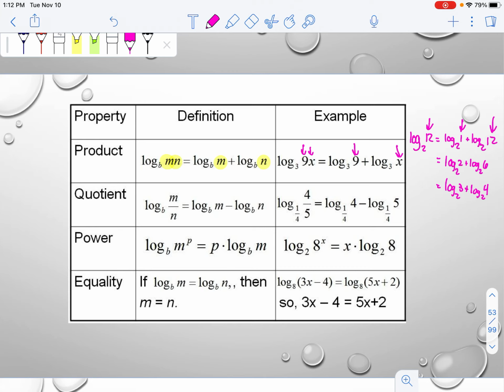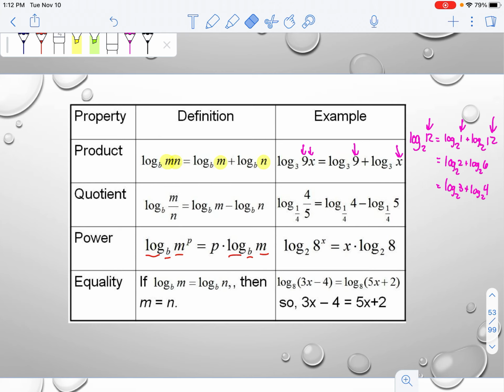The power rule, the power property, is very important as well. We can see that log base b of m is all the same. The only thing that changes here is this exponent. The exponent comes down and becomes a coefficient, or if we go the other way, the coefficient comes up to be the exponent. We can see that x came down and became the coefficient, or we moved it back up and it became the exponent. That one's very important as well. We'll see that one today.